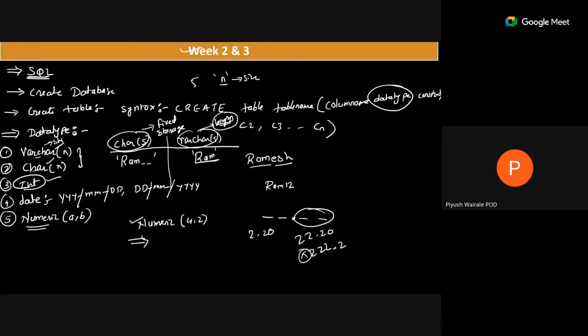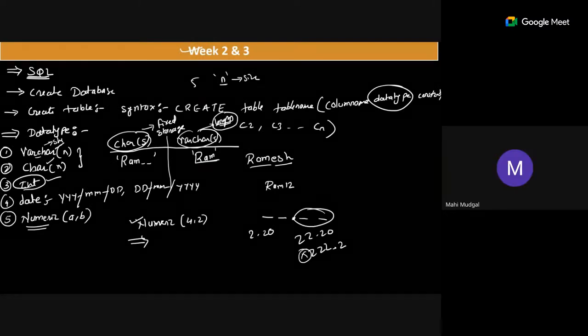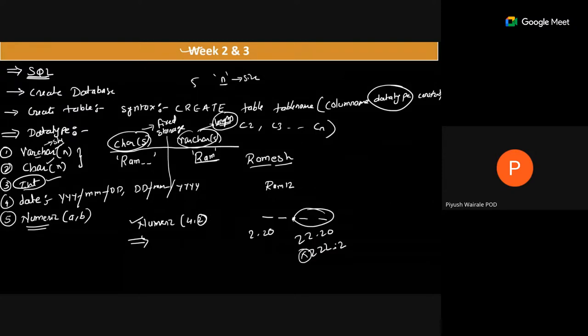Okay. So any doubt in this data type? Varchar, integer, date, numeric? No, sir. I didn't get the numeric part. Numeric 4, 2, why is 222.2 not correct? After the decimal point, whatever the value is, in numeric A, B, the number of digits after the decimal point should be at most B. Here you can see only 0.2 is there, right? 2.2 is also allowed. But before the decimal point, you can have only 2 digits, not greater than 2, right?